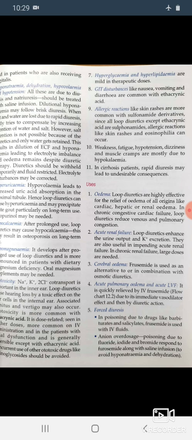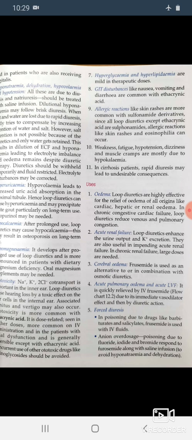Whenever the term edema is used, that means swelling, the accumulation of fluid at any particular local site. Whenever there is a swelling due to inflammation, that volume can be reduced by increasing the excretion of water. So loop diuretics are highly effective for the relief of edema of all origins, whether it originates from the heart, the liver, or the kidney. Any type of edema can be relieved by the use of loop diuretics.